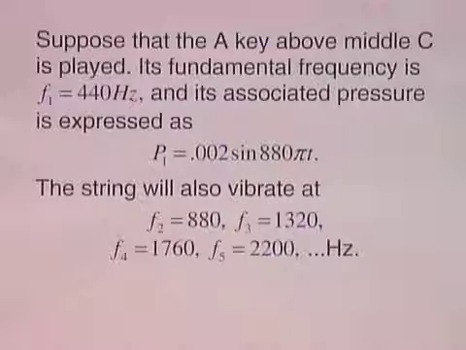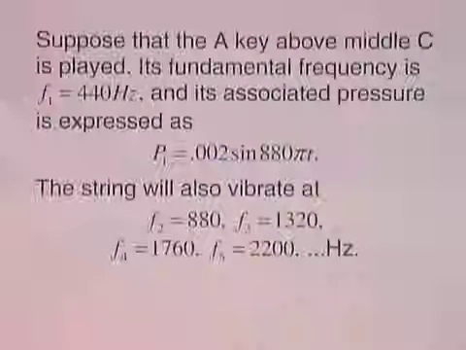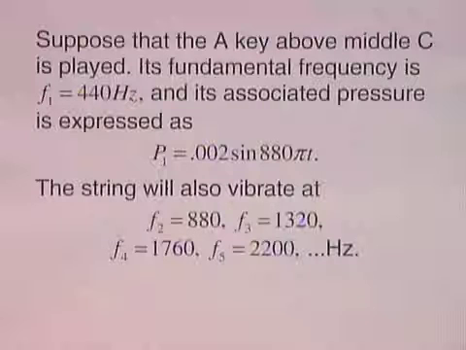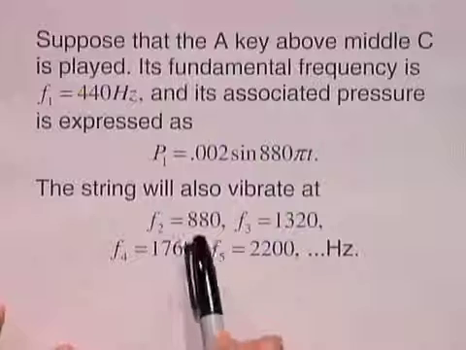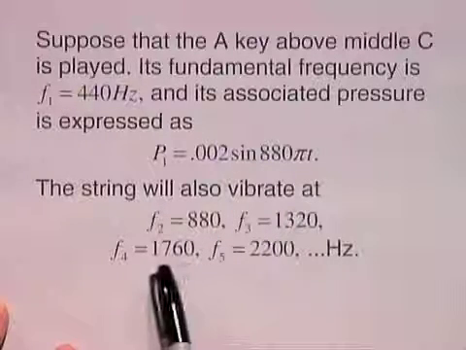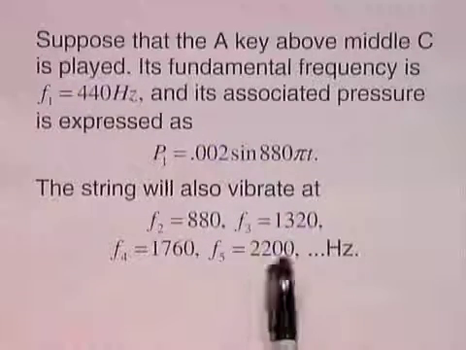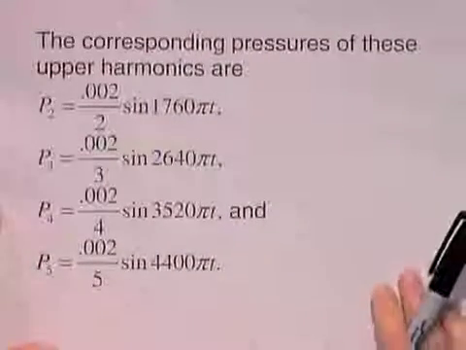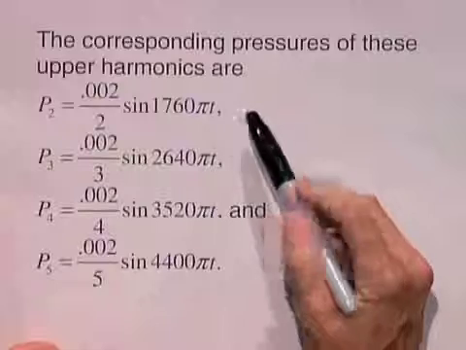Let's work an application problem. Suppose that the A key above middle C is played. Its fundamental frequency is F1 equals 440 Hertz, and its associated pressure is expressed as P1 equals 0.002 sine 880 pi t. The string will also vibrate at these other frequencies, 880, 1320, 1760, 2200 Hertz. Continuing, the corresponding pressures of these upper harmonics are as shown.